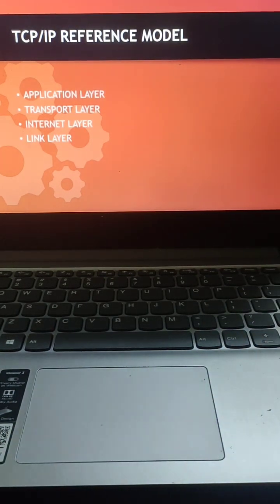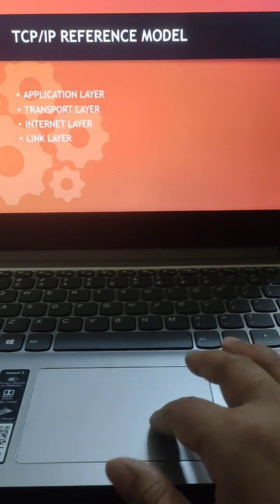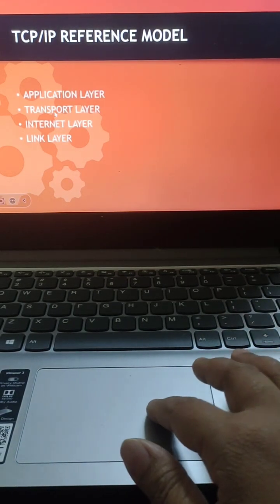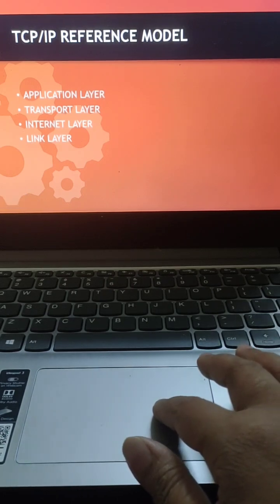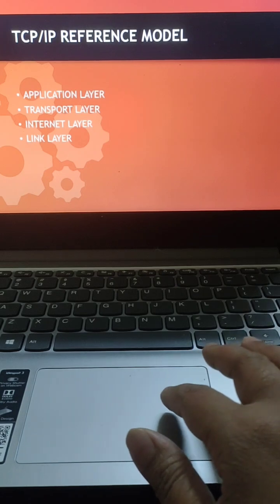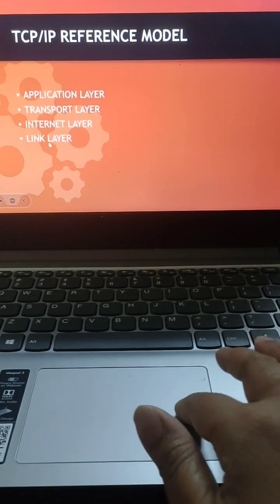The last one is the link layer. It is the lowest layer. It describes what links such as serial lines and classic ethernet must do to meet the needs of this connectionless internet layer. It is an interface between the host and the transmission link.